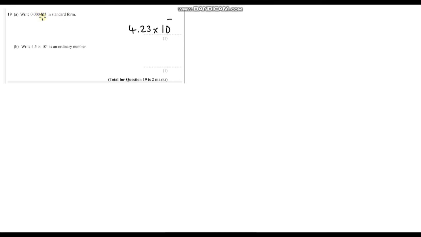So let's write this out a bit bigger. It's quite hard to see. So we've got 0.000423. We're saying that it starts at 4.23, so we're going to divide by 10. How many times? 1, 2, 3, 4 until we get here. So it's minus 4. So it's 4.23 times 10 to the power minus 4.